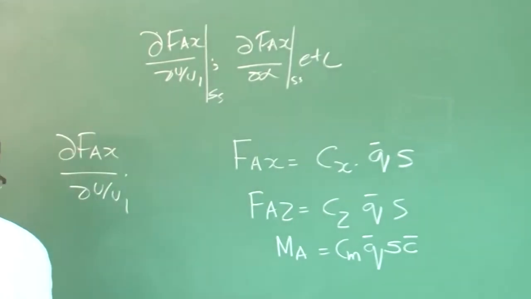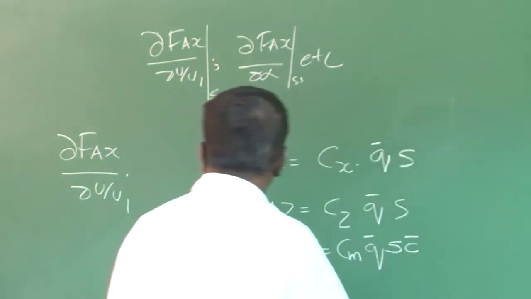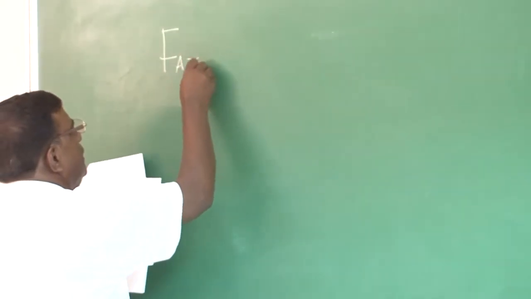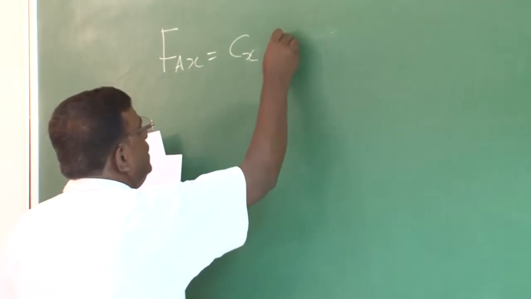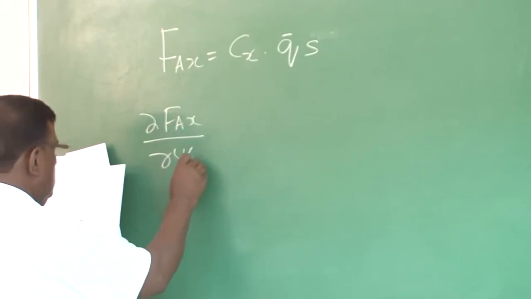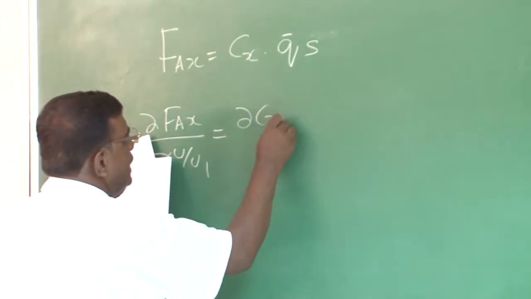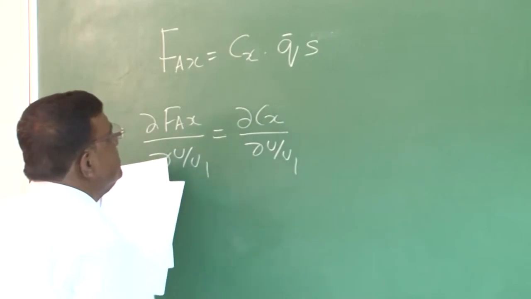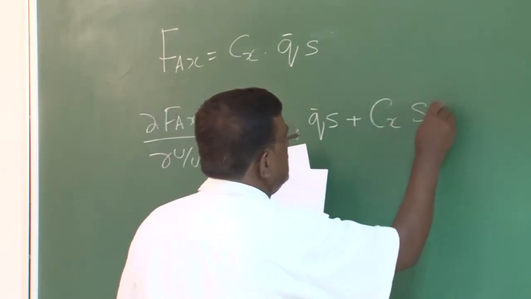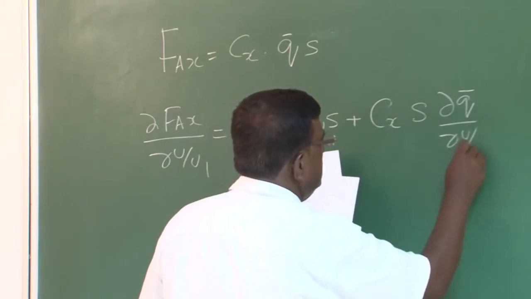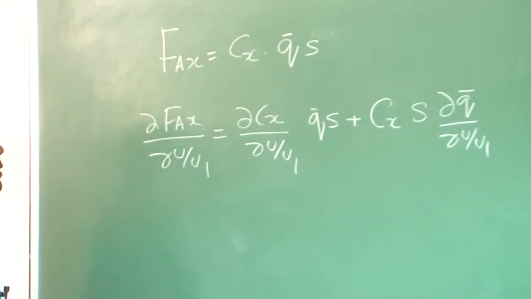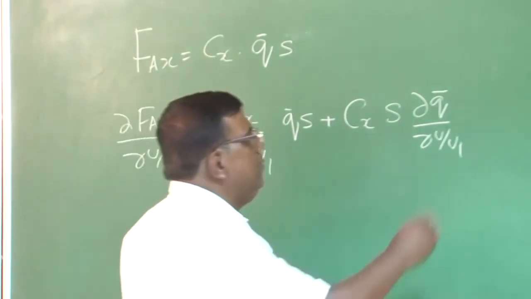Now we want to find out dFax/d(u/u1). Let us see how we handle this. So let me go like this. Fax is equal to Cx into q bar S. So d/d(u/u1) will be equal to dCx/d(u/u1) times q bar S plus Cx into S times dq bar/d(u/u1). No issues, class 11, 12. What next? Let us see what is dq bar/d(u/u1).